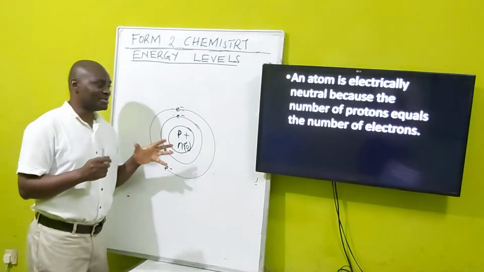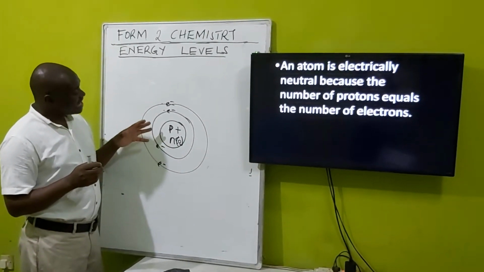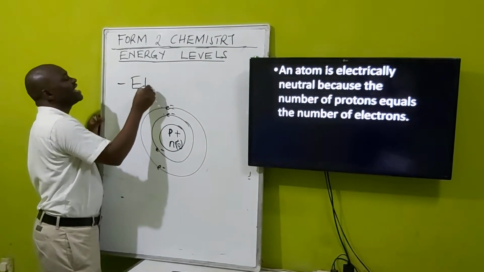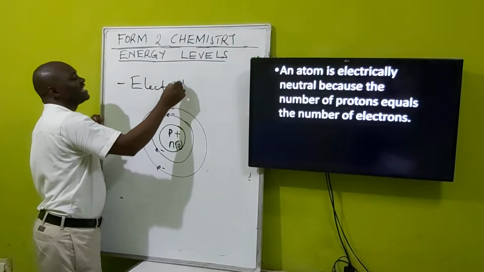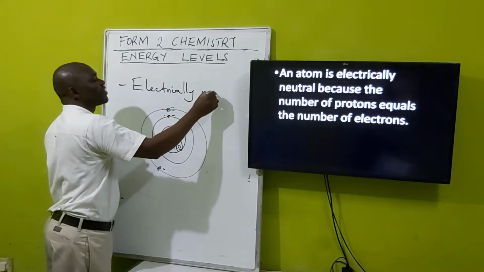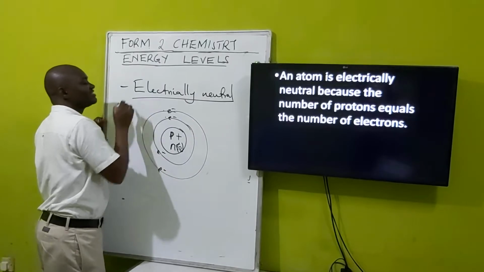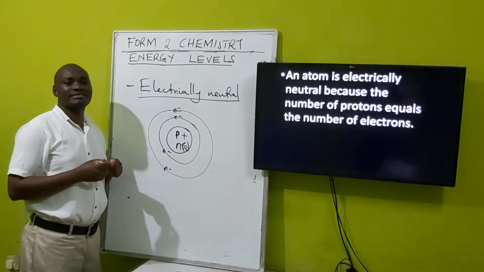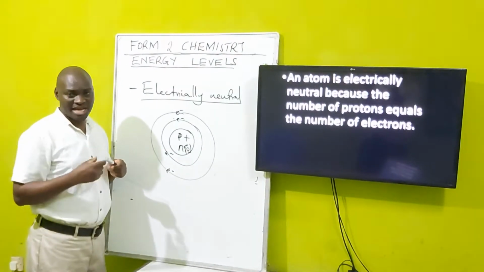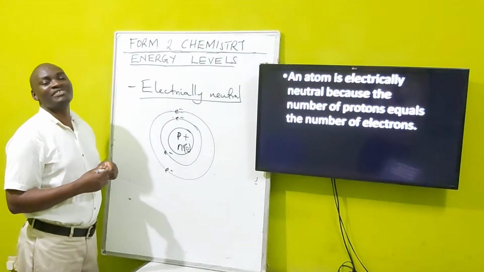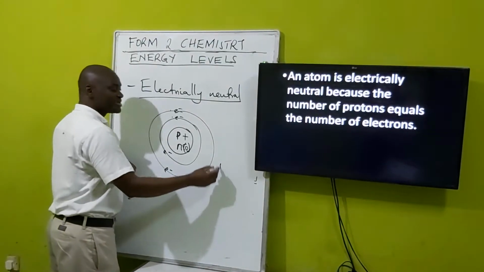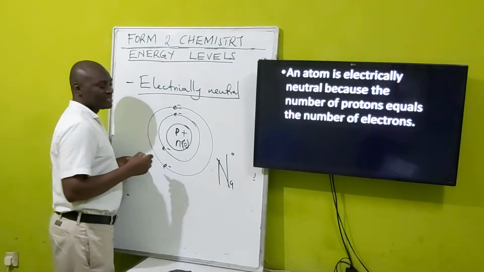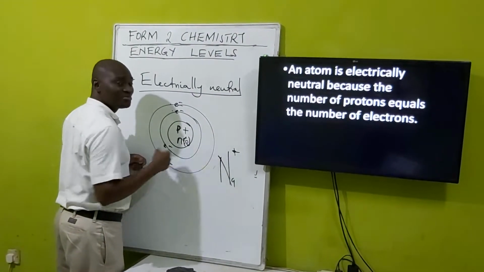Now, let us look at an atom. An atom is electrically neutral. When we say an atom is electrically neutral, it means an atom is neither positively charged nor negatively charged. An atom does not have any charge. That's why when we write sodium atom, we simply write sodium. We don't put anything up there. The charge is zero. We don't put a positive, we don't put a negative.